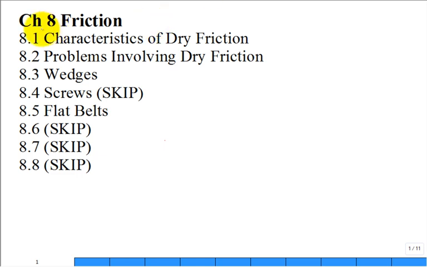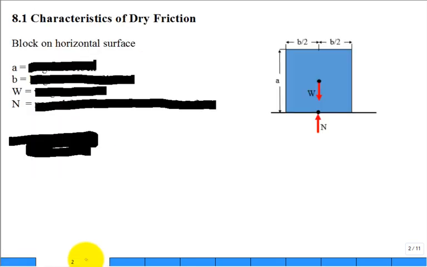We're moving into chapter 8, dealing with friction. We are going to skip screws. I didn't even put the titles of these other sections in there, but we will cover wedges and belts as applications, as well as a lot of other simple problems in dry friction. So this is an introduction.